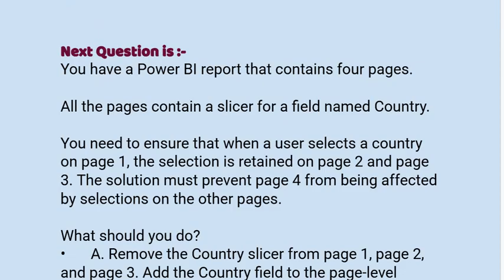Question is, you have a Power BI report that contains 4 pages. All the pages contain a slicer for a field named country. You need to ensure that when a user selects a country on page 1, the selection is retained on page 2 and page 3. The solution must prevent page 4 from being affected by selections on the other pages. What should you do?